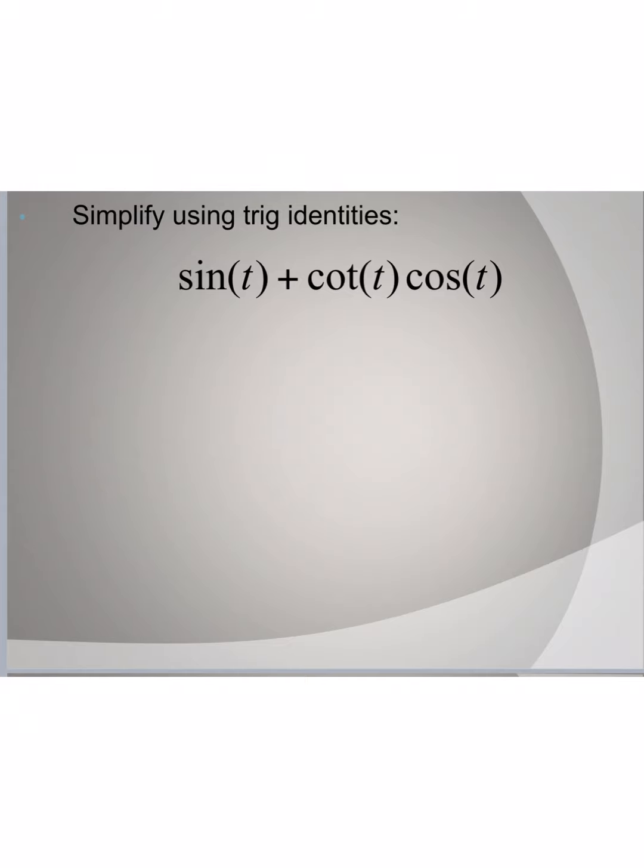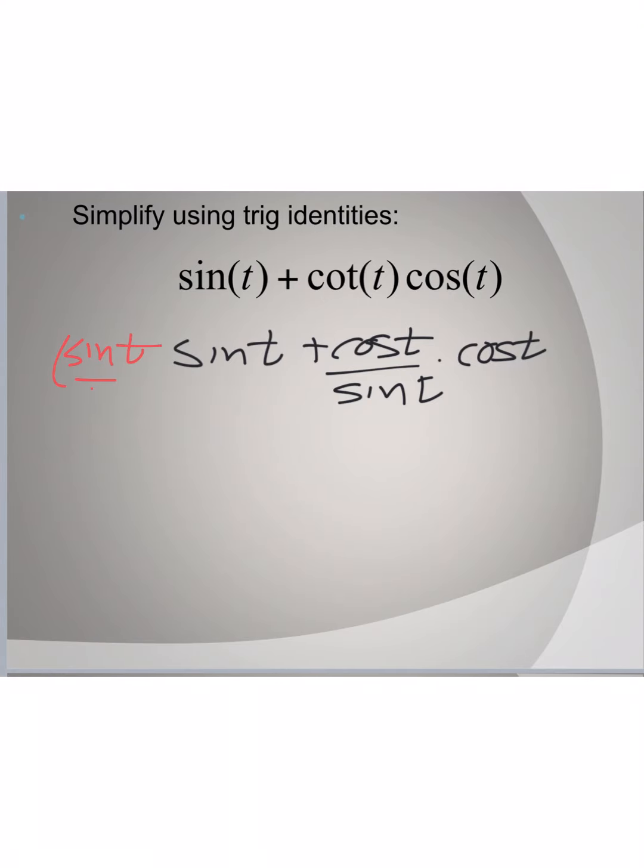For this example, we're going to use our quotient identities. To begin with, I'm going to rewrite cotangent as cosine over sine. So I have sine of t plus cosine of t over sine of t times cosine of t. I'm going to do two things here. I'm going to multiply my cosines together to get cosine squared. And since I have a fraction, I'm going to go ahead and multiply my term on the left by sine over sine, which will help me combine my terms. So sine of t over sine of t.